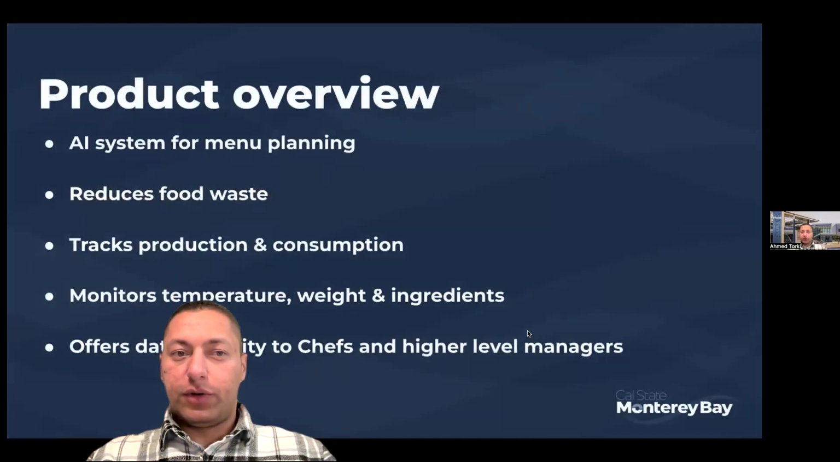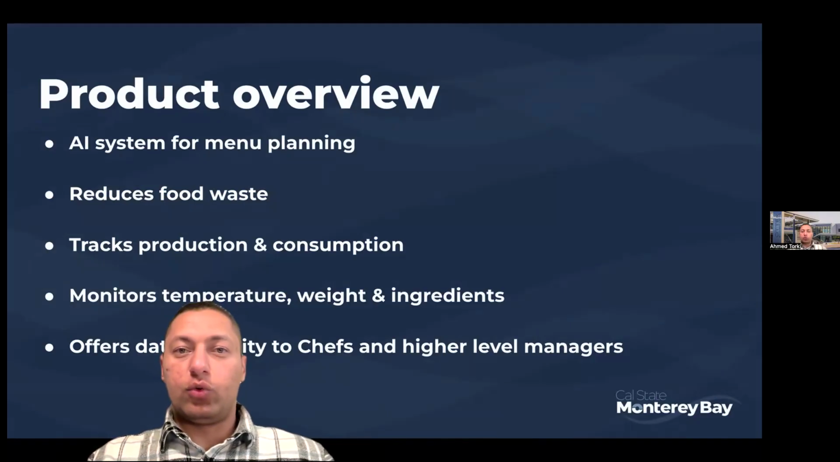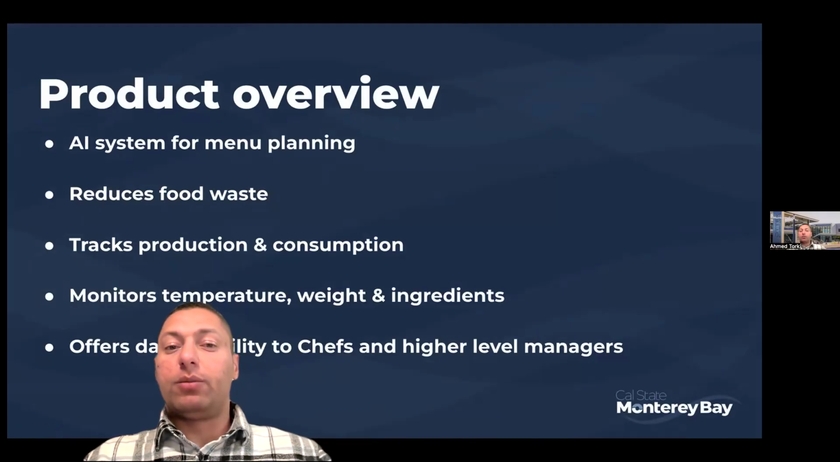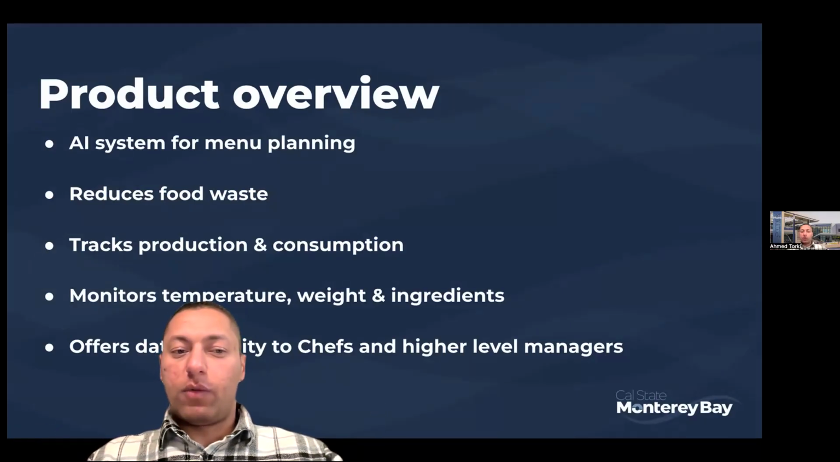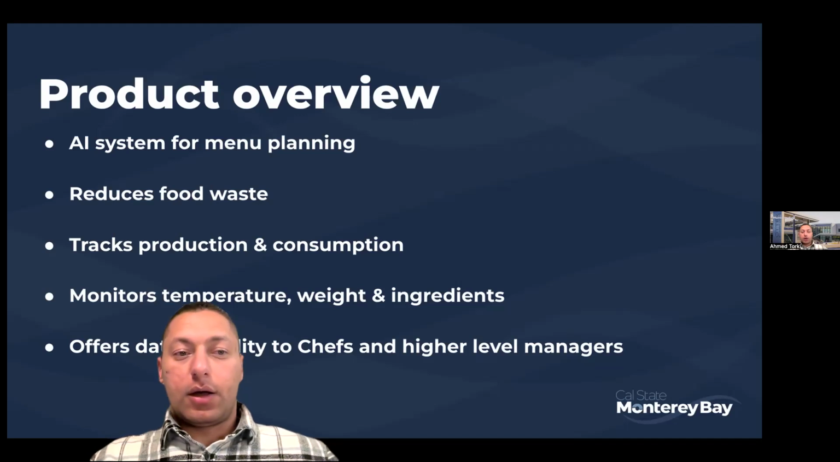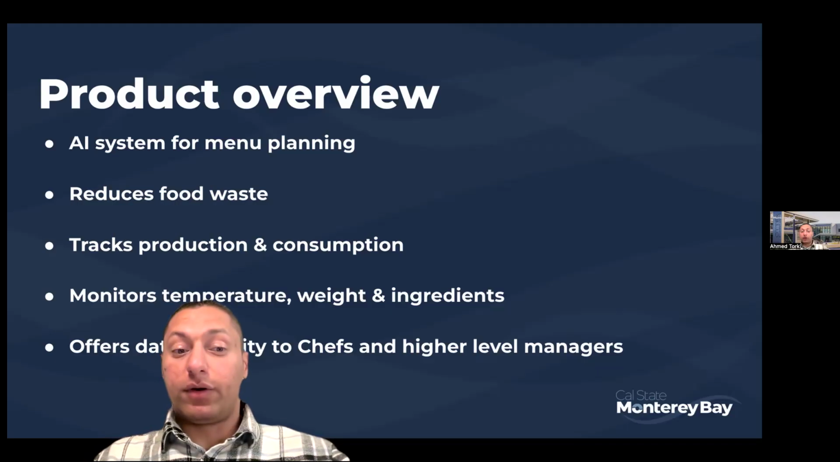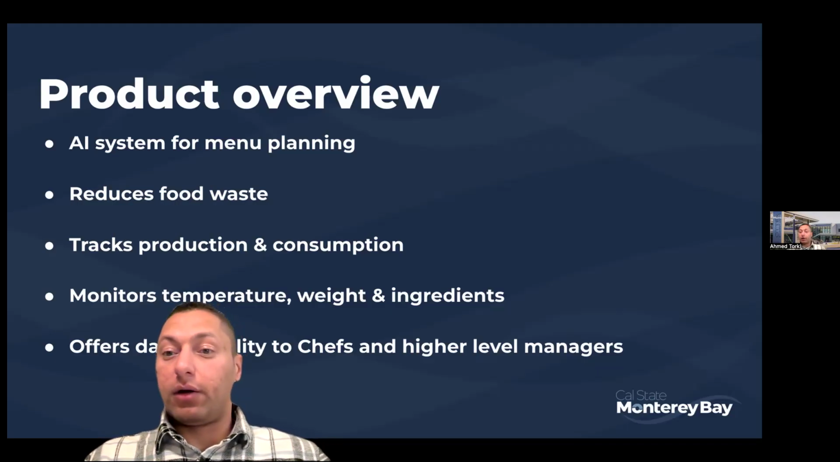But before I go to the feature itself, this feature is part of a product, and the product is an AI system. It's used for menu planning, and the main objective of it is to reduce food waste by tracking production and consumption and trying to minimize the leftover. It also offers monitoring of temperature and weight and the ingredients for menu items. And this product is mainly used by commercial kitchens, and it offers data visibility to chefs and higher level managers.